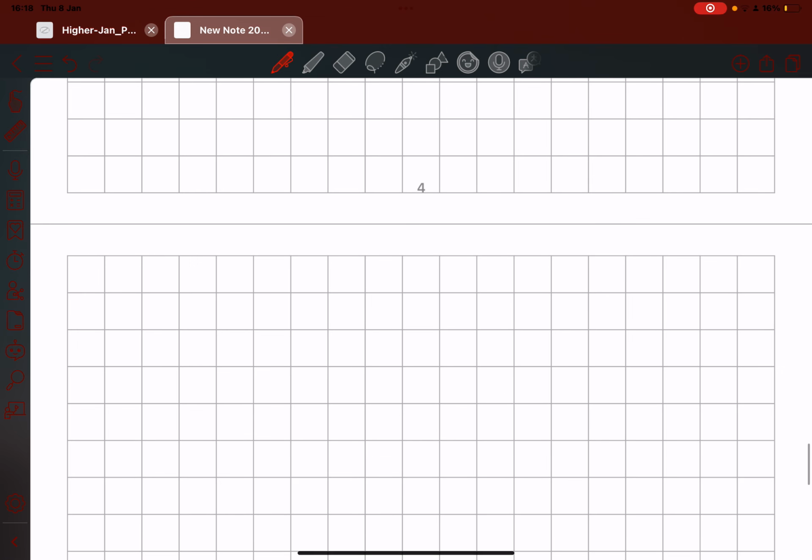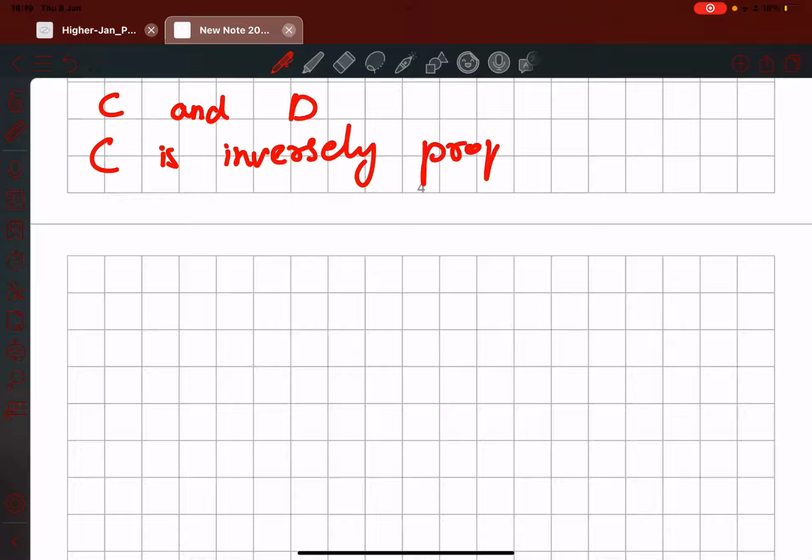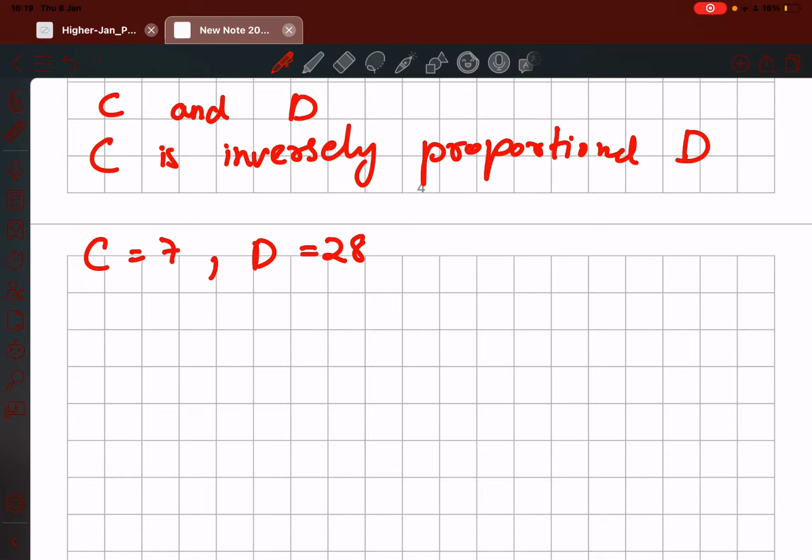We've got C and D are positive numbers. So we've got two numbers, C and D, and we know that C is inversely proportional to D. We've been given when C is 7, D is 28. We need to find the value of C. It's a slightly different condition this time, when C is equal to D.